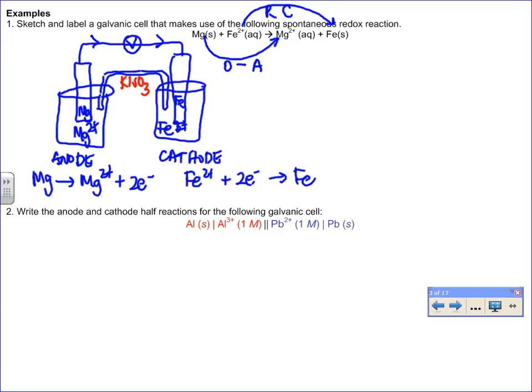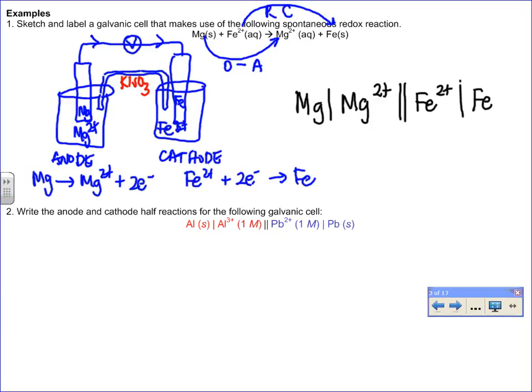Now to do the cell notation for this, we need to make sure that the anode is on the left. For this galvanic cell picture, we could have drawn it the other way. It wouldn't matter as long as we show the correct direction of the electrons. But with cell notation, it is a must that we have the anode on the left, and in this case, we've got a magnesium bar in a magnesium solution connected by a salt bridge to an iron solution which has an iron cathode in it.